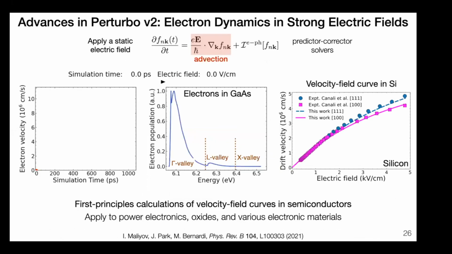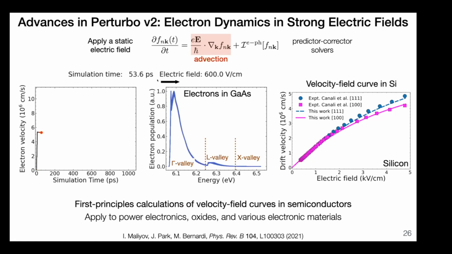I think I'm running a little bit behind, but I'll just show an example of a feature that was released in version 2 of Perturbo. Now, in addition to the collision integral, we can also add an external electric field, which comes in the form of an advection term. Here, one needs to use different predictor-corrector solvers. This will be addressed by Maliev, who has led this work.